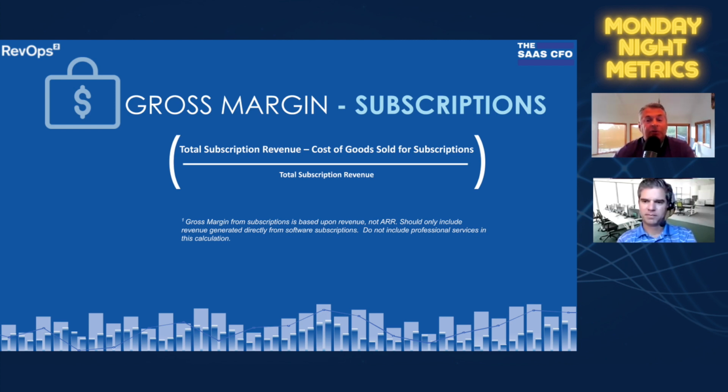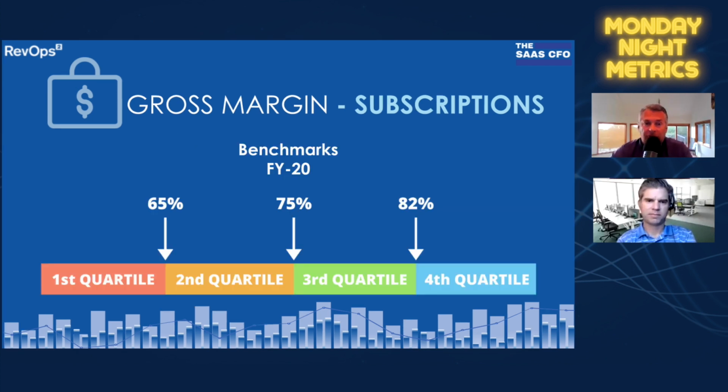Okay. Well, let's jump into the benchmarks for subscriptions in FY20. The subscription gross margin that we found, and by the way, this was 748 companies that participated in this benchmarking research, was 75% as the median. It went up to 82% at the 75th percentile, and at the 25th percentile it was 65%. So it seems like this is a little bit lower than what you've traditionally seen, huh, Ben?